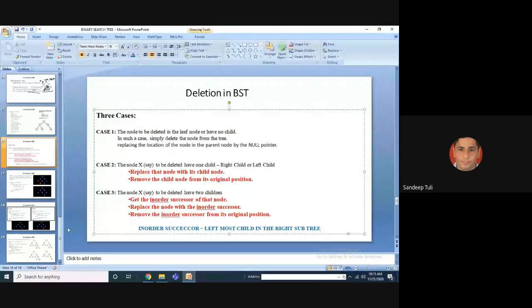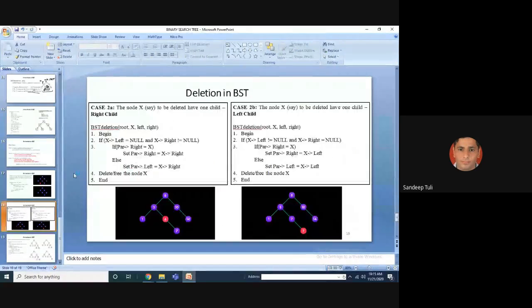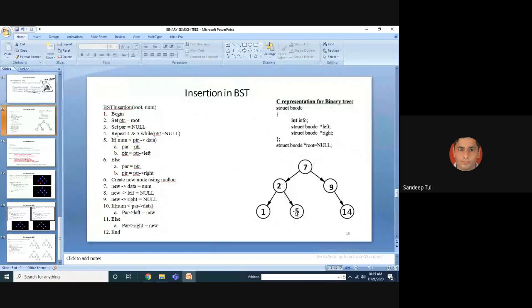Now suppose I am talking about the in order successor. In this tree, in order will be 1, 2, 5, 7, 9, 12. This is a sorted sequence. Just observe it, one more thing I want to convey; it may be easier for you to understand. For 7, the right subtree is 9, 14. In this right subtree, the leftmost node is 9.